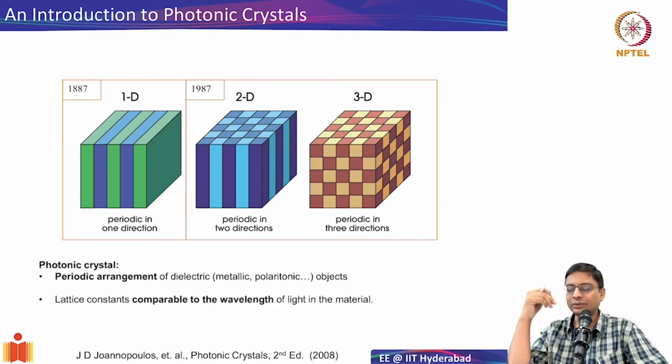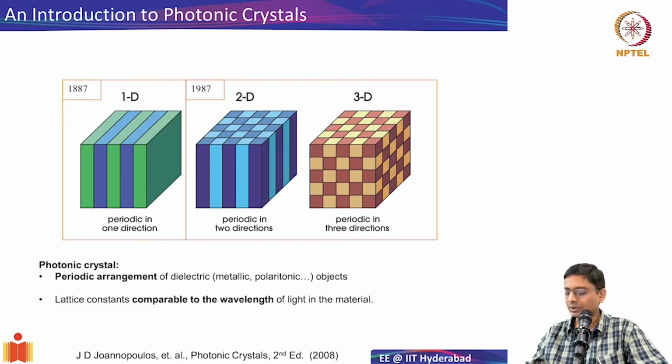But in the recent form, the interest kicked off in the year 1987, wherein the ideas of confining light in 2 dimensions and 3 dimensions were introduced. For example, here you see a periodic structure in 2 dimensions, and in the 3rd dimension it is simply translated. So we call this a 2D photonic crystal.